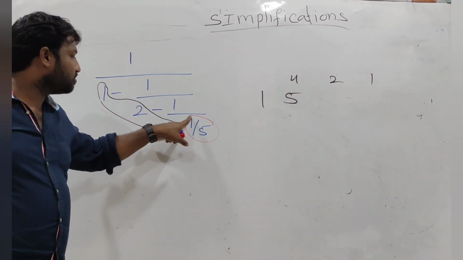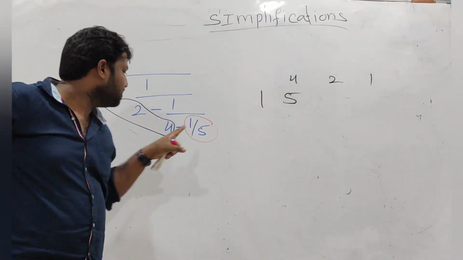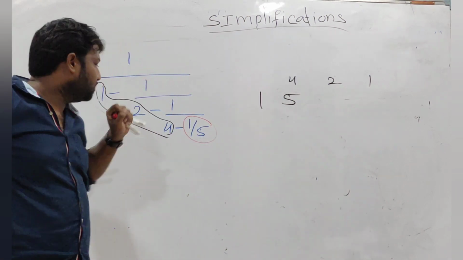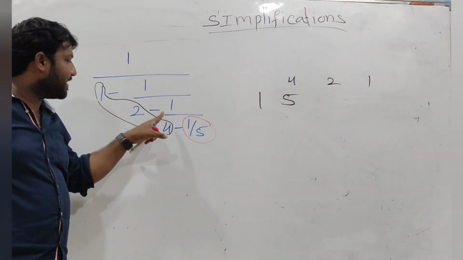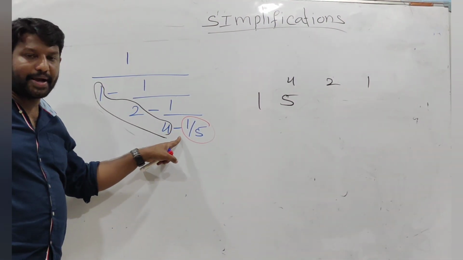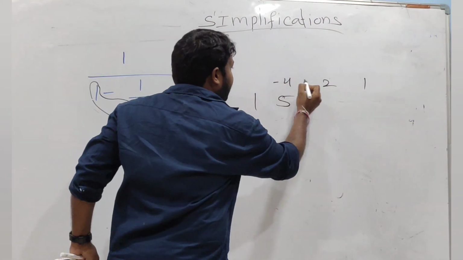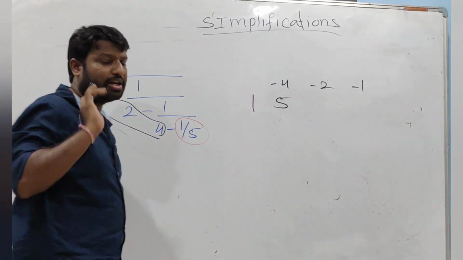So you can start again. First 1 by 5 is there, so I wrote 1, 5. Next here 4, 2, 1, so I wrote 4, 2, 1. So what value is there? Minus, minus, minus. Write minus here. Minus, minus, minus. Okay, next.